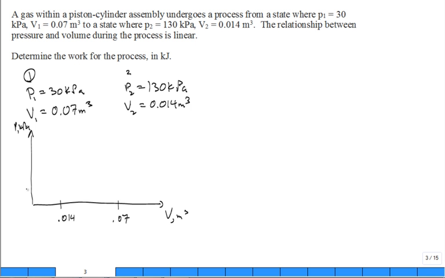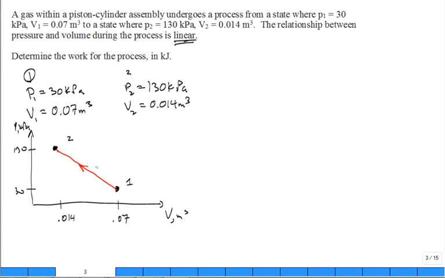Then maybe down here we'll put 30, and then we'll put 130. And then where do we start? We start at 30 at the larger volume, don't we? Isn't that where state 1 is? And we end at the smaller volume at the higher pressure. Isn't that state 2? And what does the line look like on a PV diagram? They said it's linear. It's a linear relationship. So isn't that the line? And it goes from 1 to 2. Now, I think I've organized the work a lot.